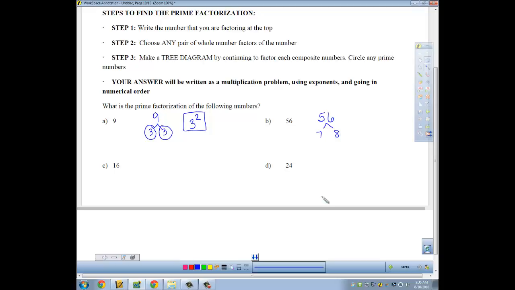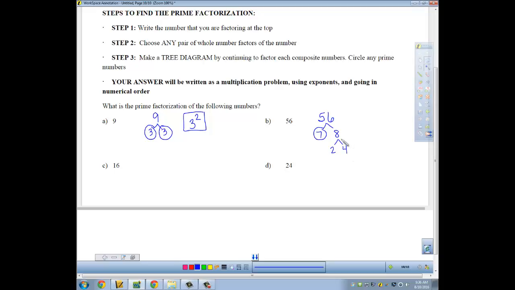So I'm looking at both of these numbers and thinking, are either of them prime? 7 is prime, so I'm going to circle it. 8 is not prime, so I'm going to keep factoring it. So I'm thinking, what 2 numbers multiply to get 8? Well, you could use 2 and 4.